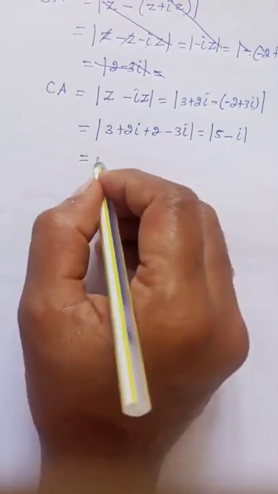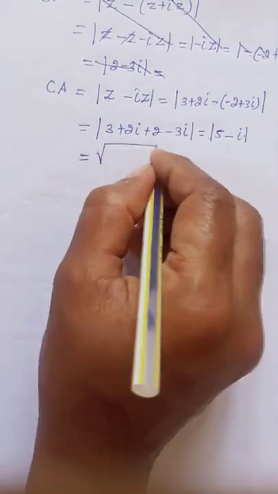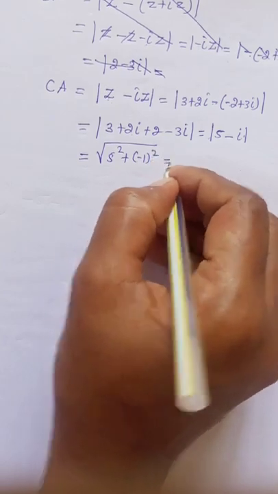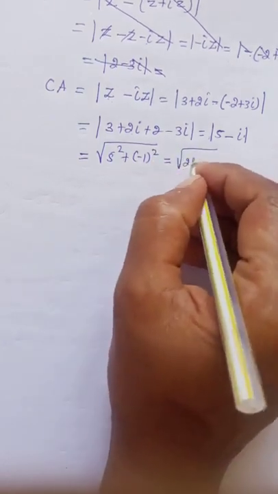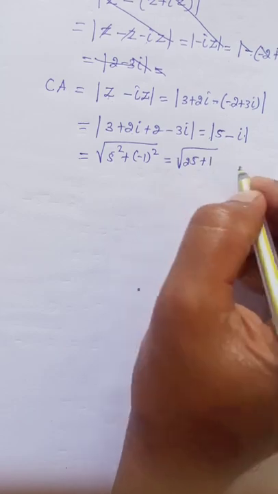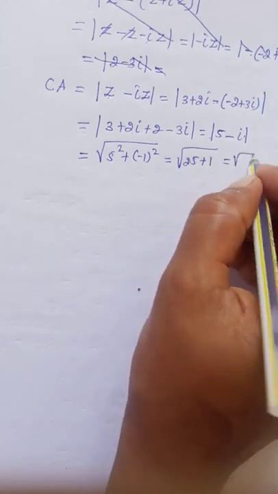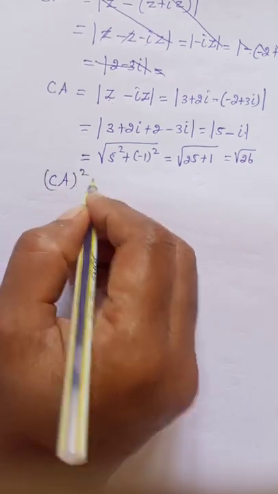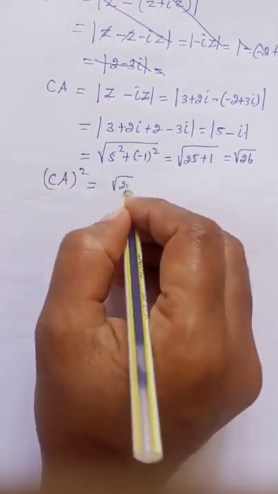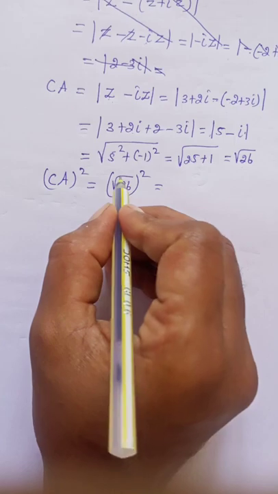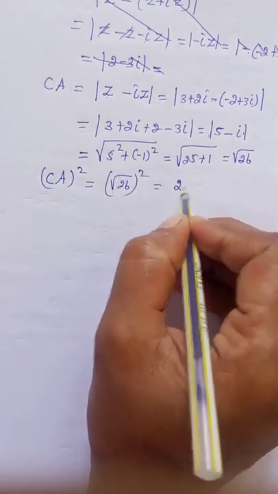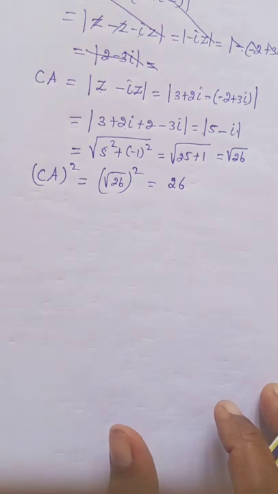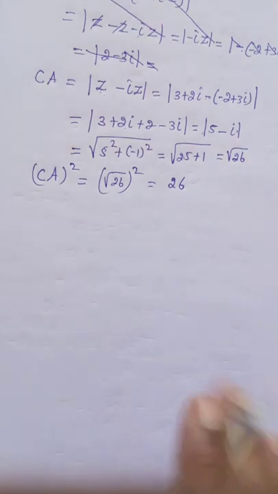Now we can find the modulus value. That is root of 5 squared plus minus 1 the whole squared. 5 squared is 25 plus 1, which is equal to root 26. So when we find CA the whole squared, we make it root 26 the whole squared. Now the root and square will be removed, so we get only 26. Now the other two values are 13, isn't it?